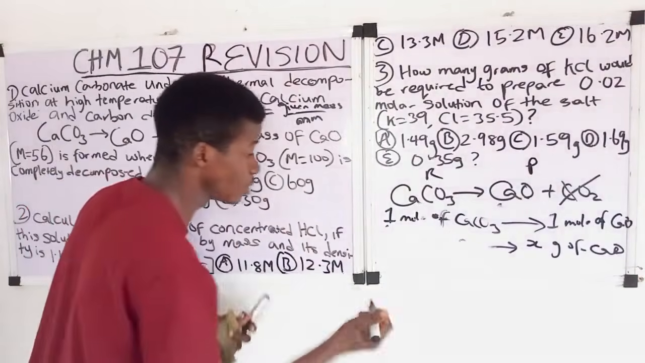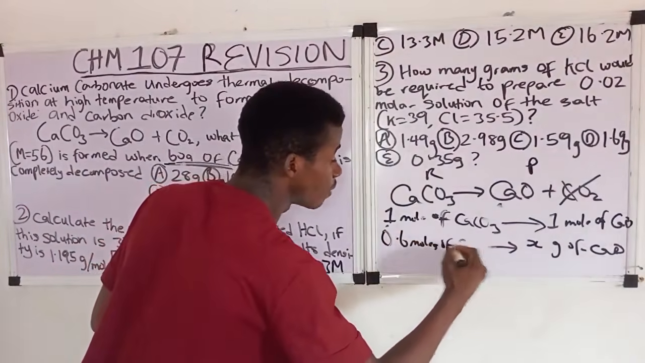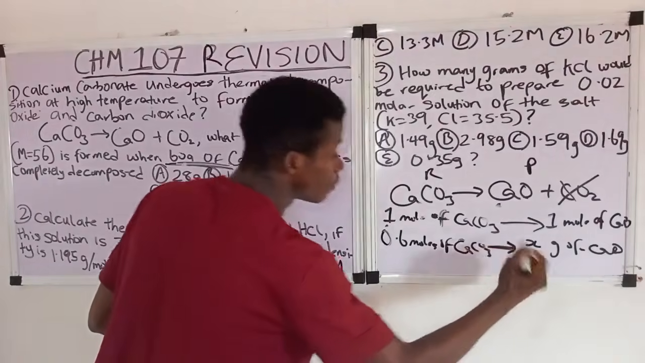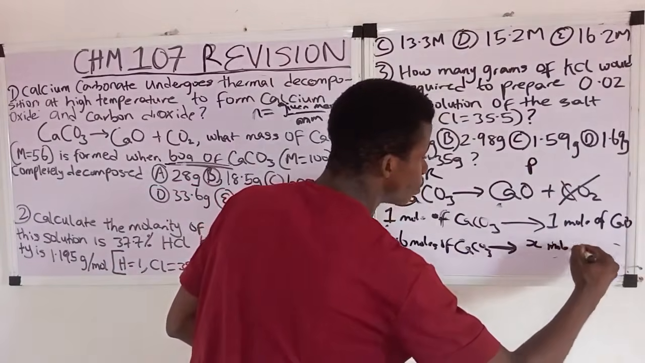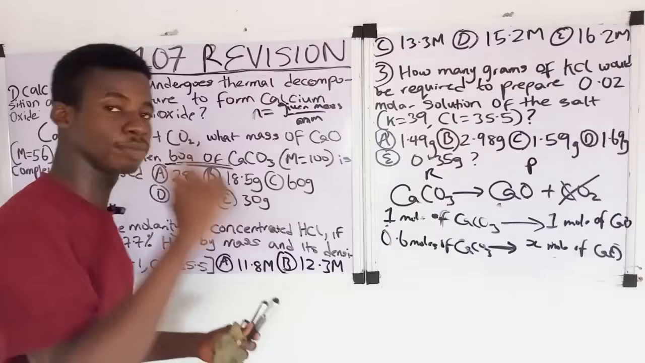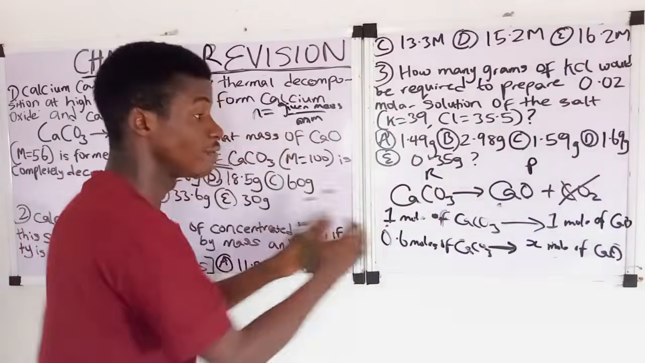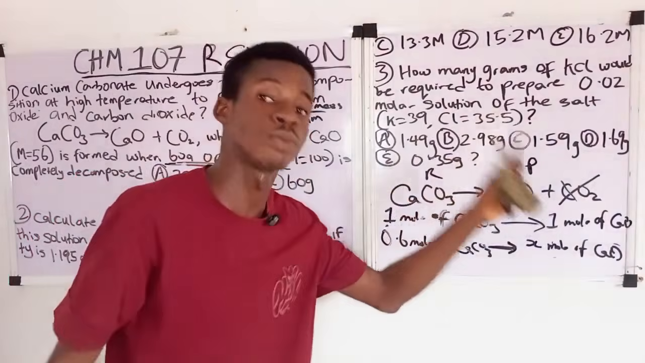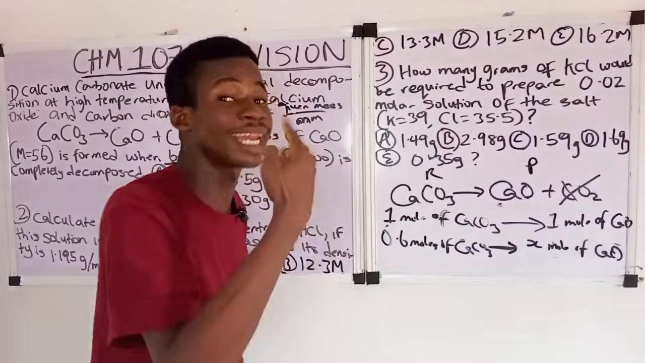So now we say 0.6 mole of CaCO3 gives x mole of calcium oxide. Please remember that under the mole to mole relationship, we relate the moles of the reactant to the moles of the product. The very first thing we are going to do is relate the moles from the balanced equation.